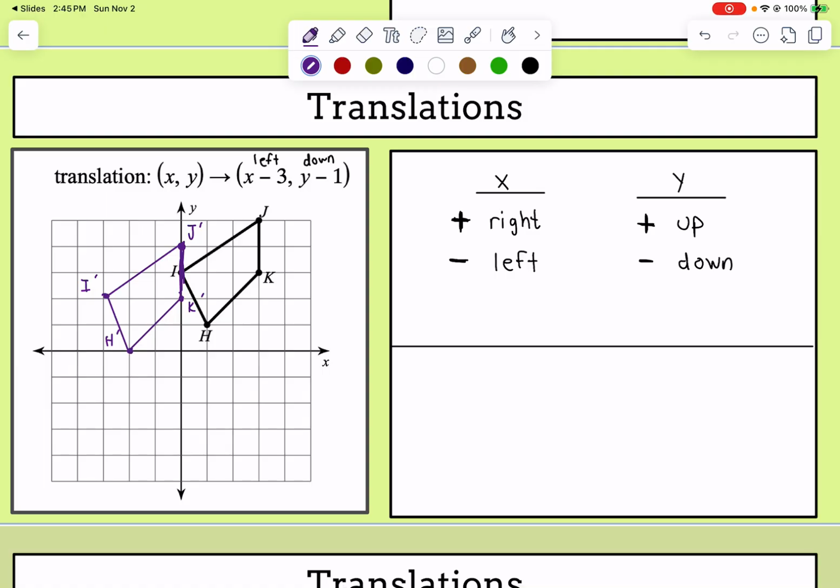All right, so the other method is I can write my images, or my pre-images, original points. So I have H, I, J, K, and I'm going to find the coordinate pairs for each of these. So H is at 1, 1.